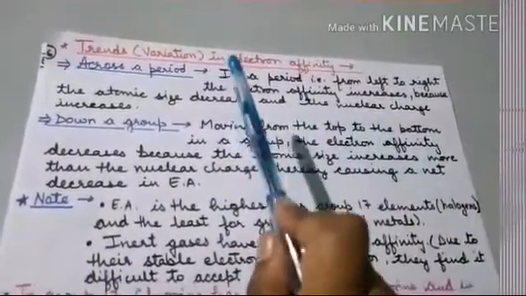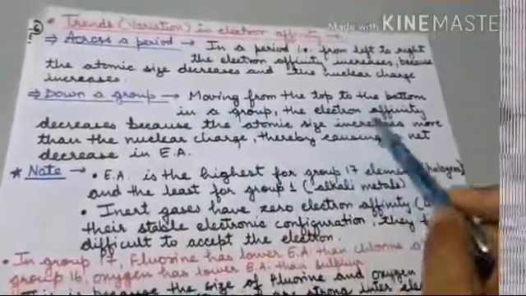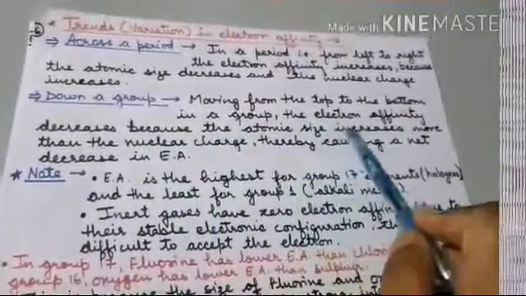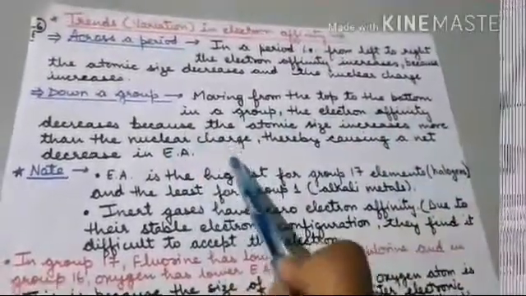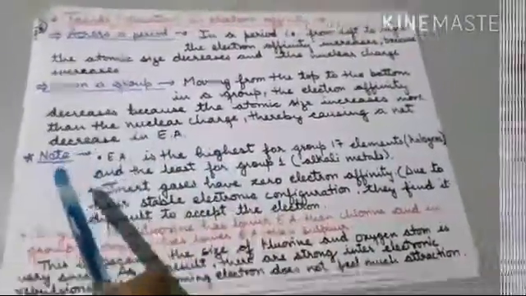charge also increases. Down a group, moving from the top to the bottom in a group, the electron affinity decreases because the atomic size increases more than the nuclear charge, thereby causing a net decrease in electron affinity. Now there is a note.